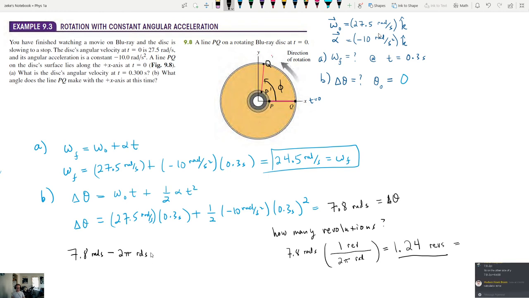7.8 minus 2 pi radians. I'm pretty sure the first one we saw, 1.51, sounds right to me, because this is 6.28, right? It's like 6.3. 7.8 minus 6.3 would be 1.5. Maybe the version of pi that's in your calculator is wrong. This is possible. Okay. All right. It didn't multiply by 2.